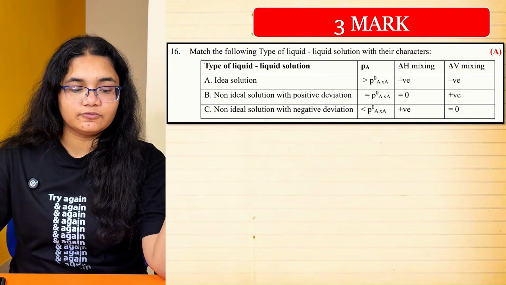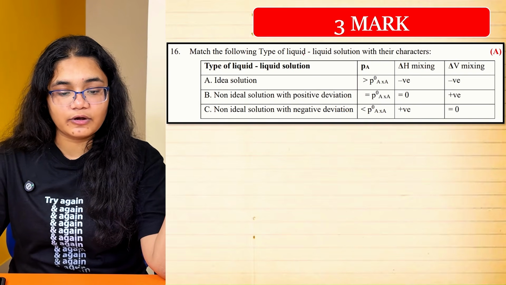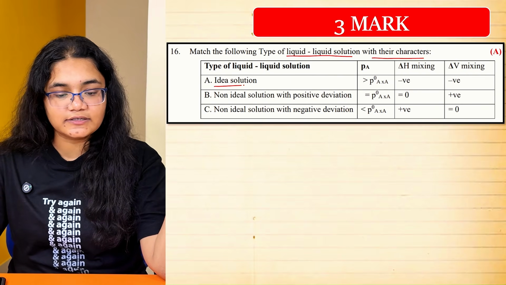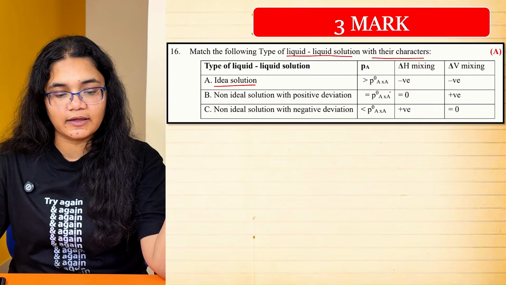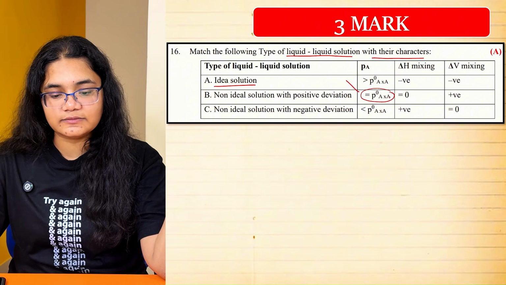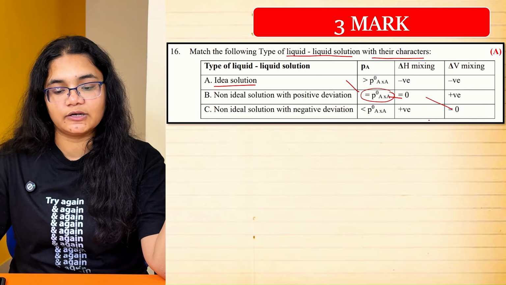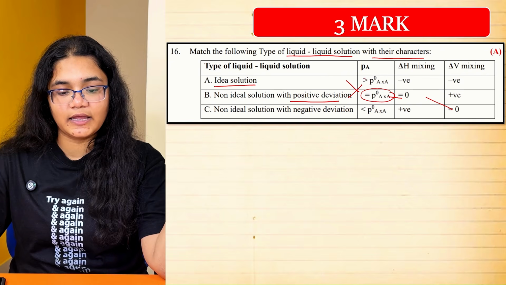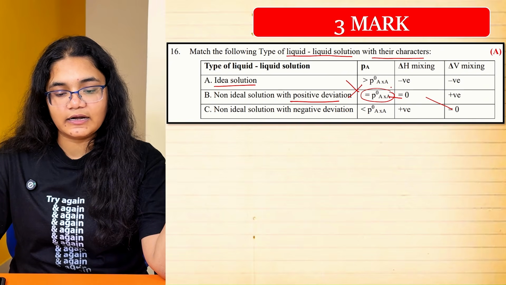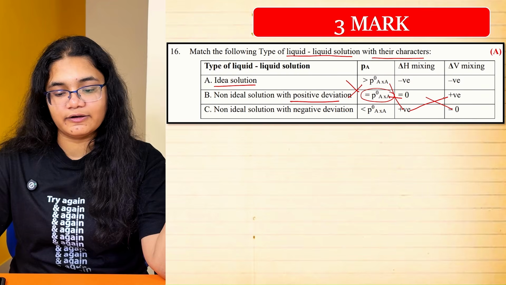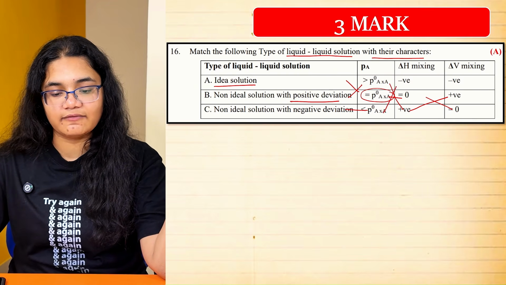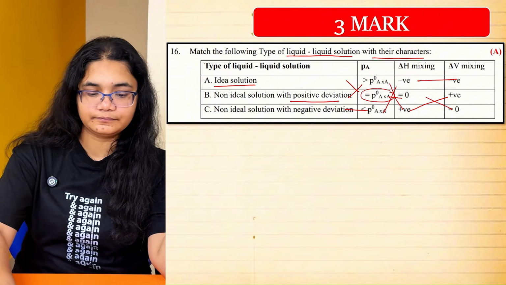Okay. Next, moving to question number 16, mention the following types of liquid solution with their characters. So ideal solution, what will be ideal solution? PA will be equal to P naught A XA, right? So this one will come here. Delta H mixing is equal to 0 and delta V mixing will also be equal to 0. Non-ideal solution with positive deviation, the pressure PA is greater than P naught A XA, delta H value is positive and delta V value is also positive. Non-ideal solution with negative deviation, the PA is less than P naught A XA and the value is negative here and negative here.